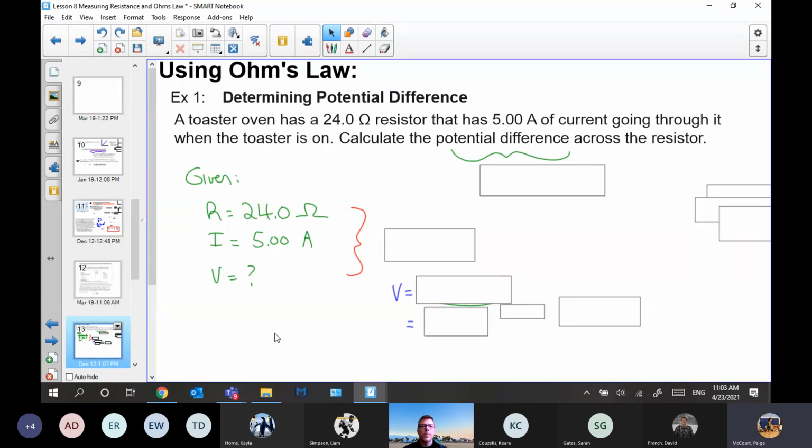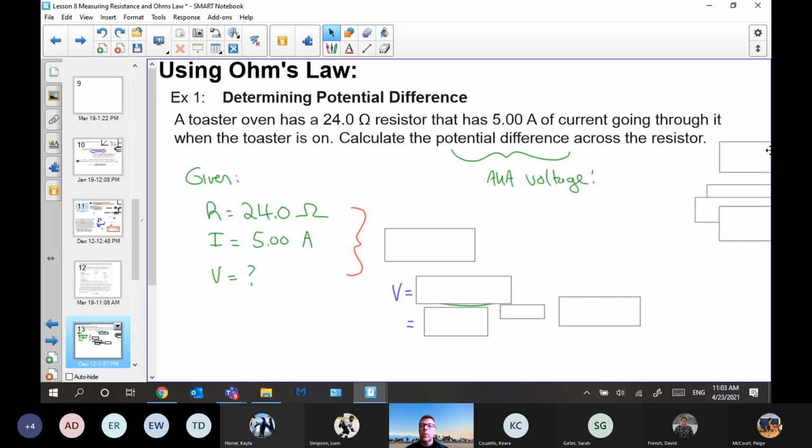So if we have a question and it has the ohm symbol, do we know that that's the resistance? Yeah, absolutely. And it'll say that it has a resistance, or a 24 ohm resistor. It could have said the toaster oven has an internal resistance of 24 ohms, or the heating coil has a resistance of 24 ohms. Instead, they said it has a 24 ohm resistor. So it's all the same thing. But yes, the omega symbol is the ohms, the resistance. Absolutely.